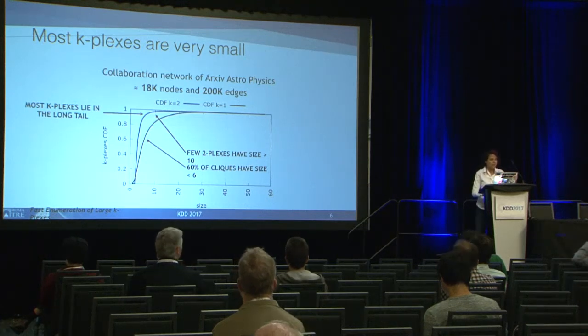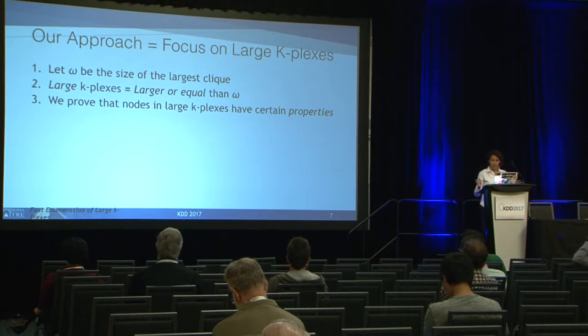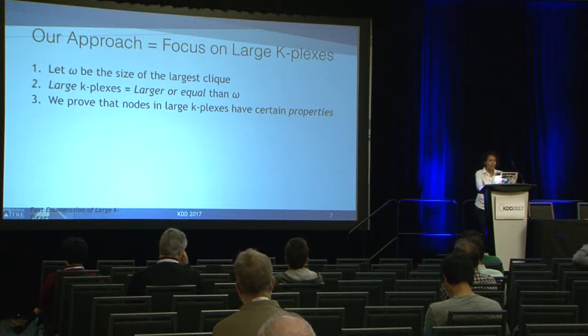So where are we? The k-parameter can make some k-plexes not significant, and some k-plexes can be small. Our approach to make all of this easier to use is to focus on large k-plexes. We don't want to enumerate all k-plexes, and we don't want to fine-tune k and the size. We just want to focus on what can be defined as large k-plexes. One way of defining large, which we believe is meaningful, is with respect to the size of the largest clique.